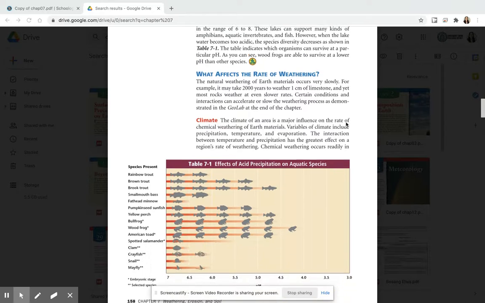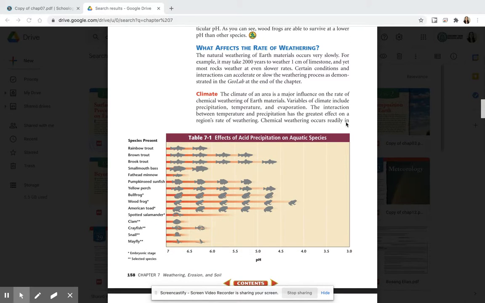What affects the rate of weathering? The natural weathering of Earth's materials occurs very slowly. For example, it may take 2,000 years to weather 1 centimeter of limestone, and yet most rocks weather at even slower rates. Certain conditions and interactions can accelerate or slow the weathering process, as demonstrated in the GeoLab at the end of the chapter.